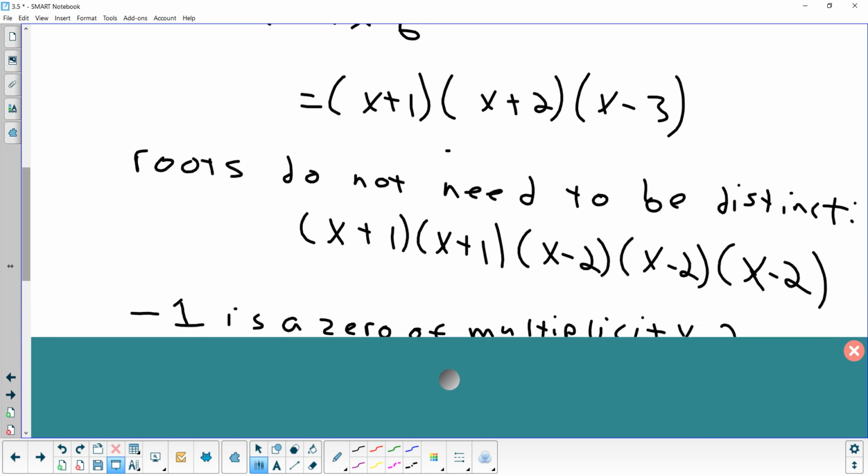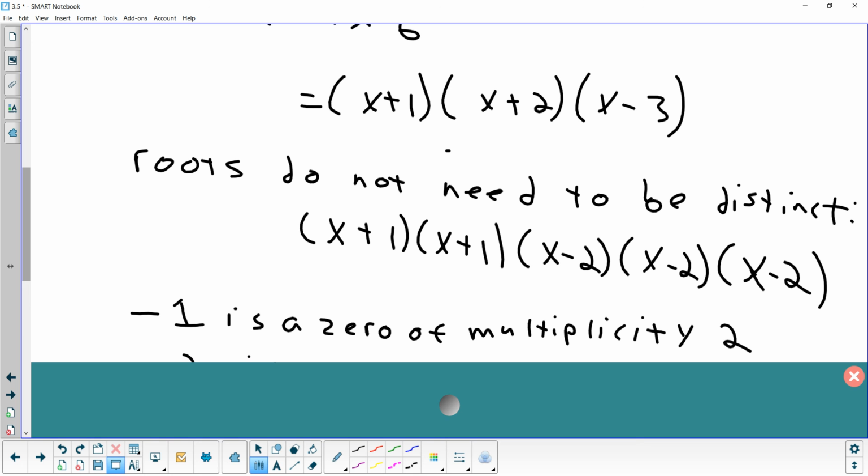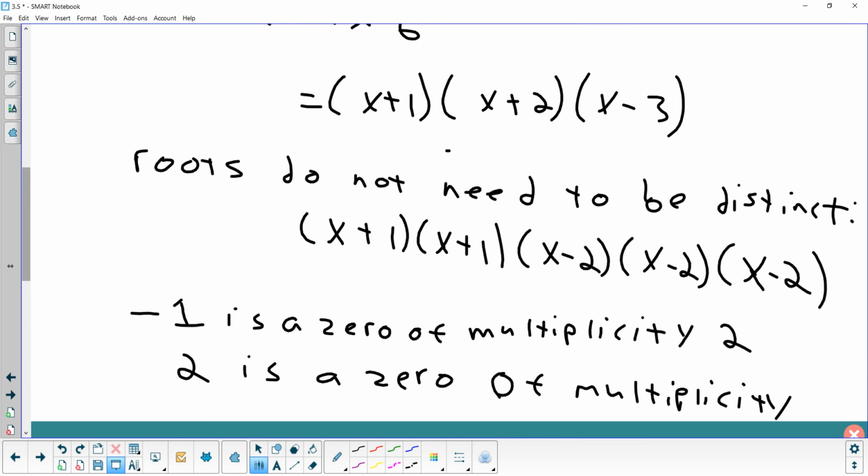They're repeated. And what we call that is multiplicity. Multiplicity means that you have a root that repeated itself. -1 is a root that occurs twice, and 2 is a root that occurs 3 times. That's what multiplicity means.